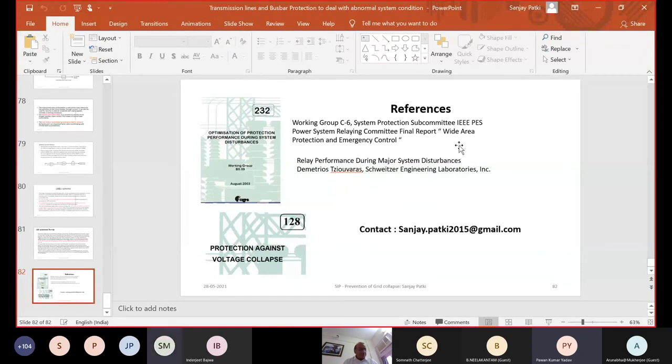Sir, whether it is recommended for 132 kV to have main 1 and main 2 protection? We have a question. Okay, I will answer this last question. So what you are saying, main 1, main 2 for 132 kV?